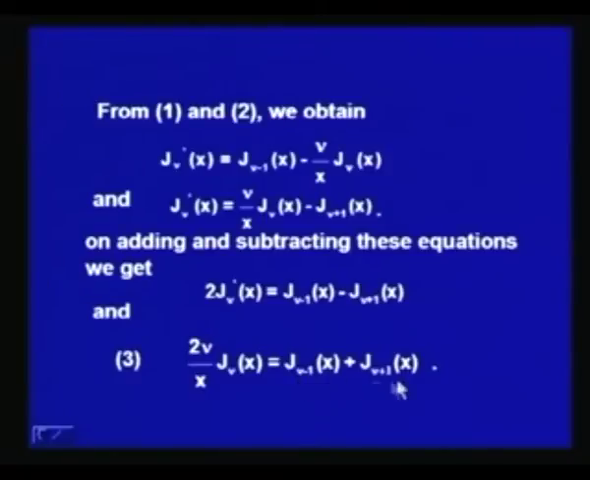Equation 3 expresses the Bessel function of order ν+1 in terms of the Bessel functions of order ν and ν-1. And so, if we know the Bessel functions of lower orders, that is J_(ν-1)(x) and J_ν(x), then we can get the Bessel function J_(ν+1)(x) from this equation, and therefore we call this formula the recurrence formula.